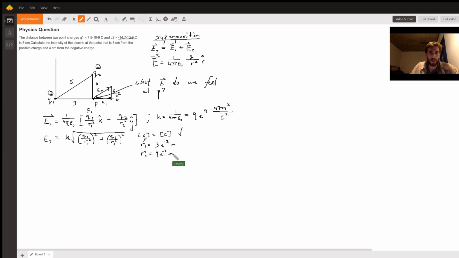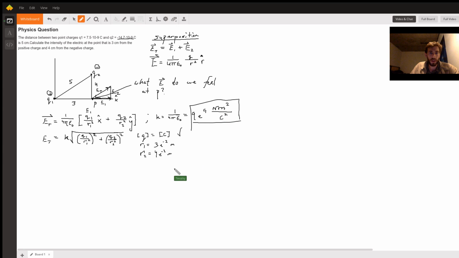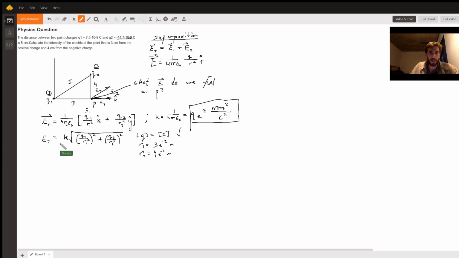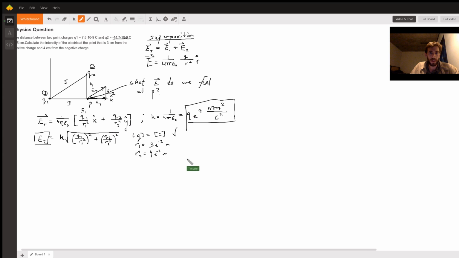Now you can plug in your coulombs, and then K is going to be 9 times 10 to the 9 newton meters squared per coulomb squared. That's why we're converting to meters, because the newton is based off of meters, and we have meters here. So you essentially plug those values in and you'll get the magnitude of the total electric field at point P, and you are done, and hopefully you can figure it out from there. All right.